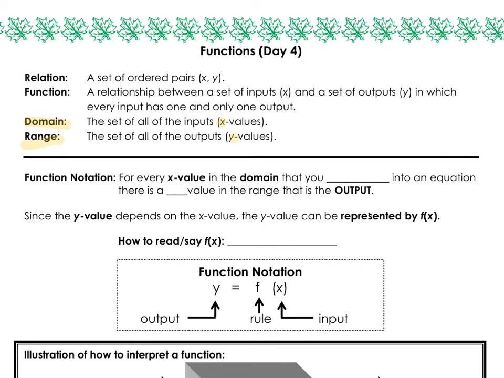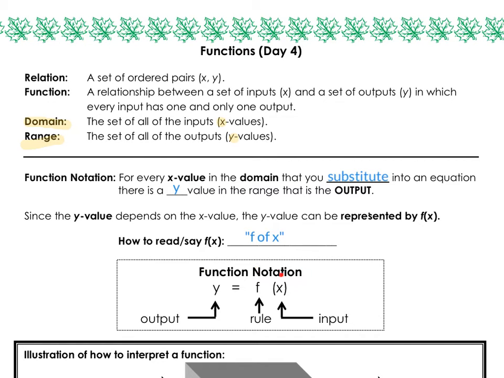Okay, so function notation, this means that for every x value in the domain that you substitute into an equation, there is a y value in the range that is the output. So since the y value depends on the x value, the y value can be represented by f of x. So how do we read or say f of x? Just like I said, it's read f of x.